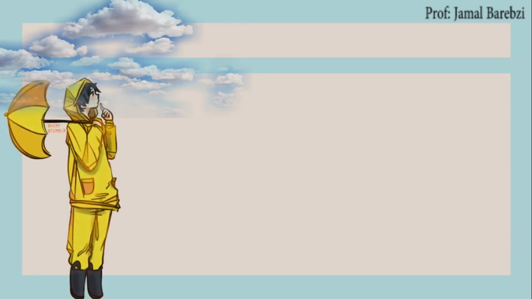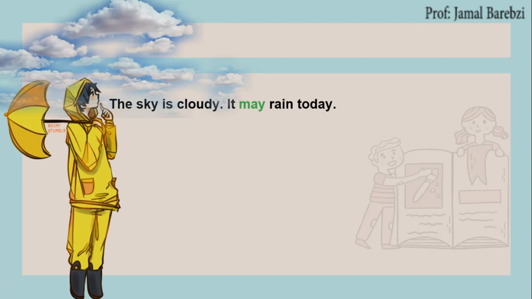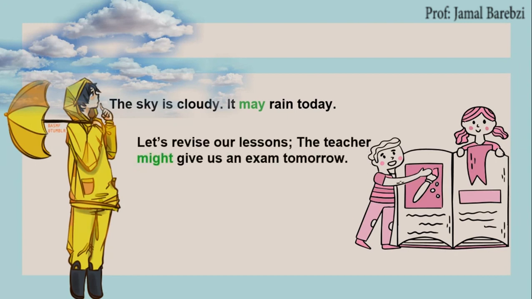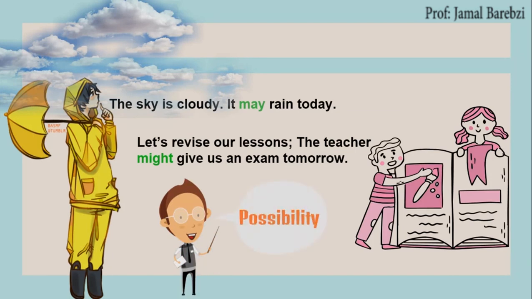Look at the sky. It's cloudy. And the girl is not sure whether it will rain or not, she said. The sky is cloudy. It may rain today. Let's look at the second example. The students are revising their lessons, but why? They said, let's revise our lessons. The teacher might give us an exam tomorrow. They're used to say that it's possible to rain or to have an exam. Good. These modals are used to express possibility. The rule is may, might, plus verb in the infinitive.